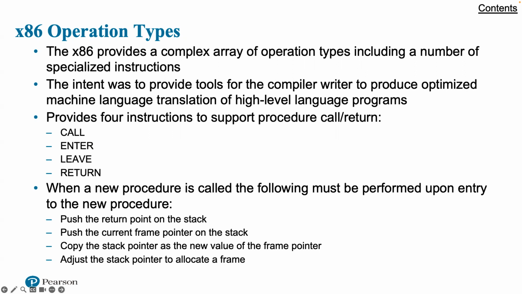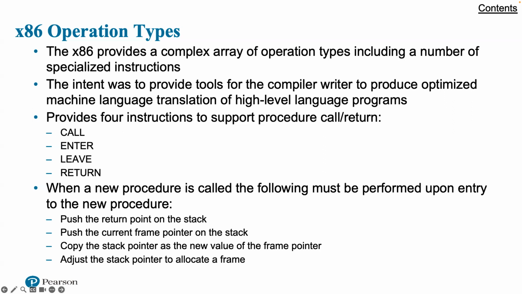The x86 provides 4 instructions to support procedure calls and returns: call, enter, leave, and return. It would be instructive to look at the support provided by these instructions. Recall from figure 13.10 that a common means of implementing the procedure call return mechanism is via the use of stack frames. When a new procedure is called, the following must be performed upon entry to a new procedure: push the return point on the stack, push the current frame pointer on the stack, copy the stack pointer as the new value of the frame pointer, and adjust the stack pointer to allocate a frame.